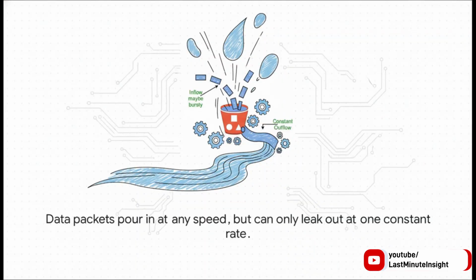And this image explains the concept perfectly. Just imagine data packets are water. You can pour them into this bucket in huge, sudden bursts or as a slow little trickle. It doesn't matter one bit how they go in. They can only leak out of that little hole in the bottom at one steady, constant rate.